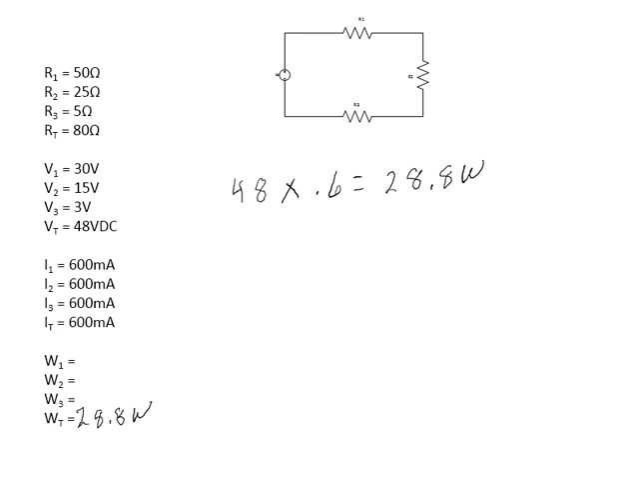We can also find the power dissipated by the individual resistors, and it's quite similar, but we'll use the voltage drop of the individual resistors to do that. So we'll take the 30 volts times the 0.6 of an amp, and that is going to give us 18 watts.